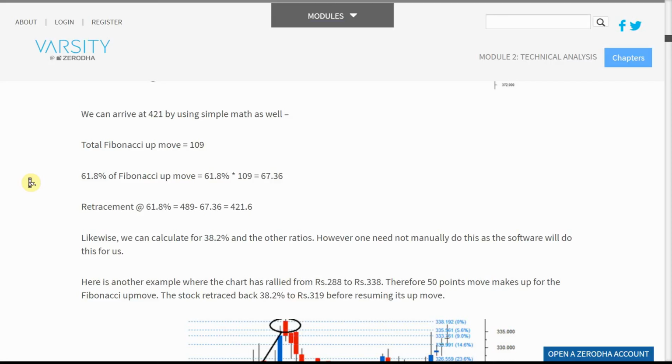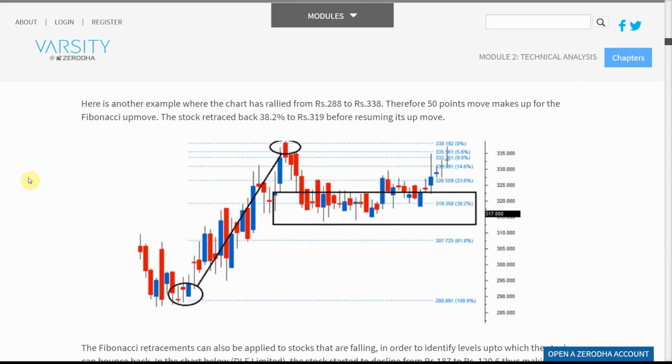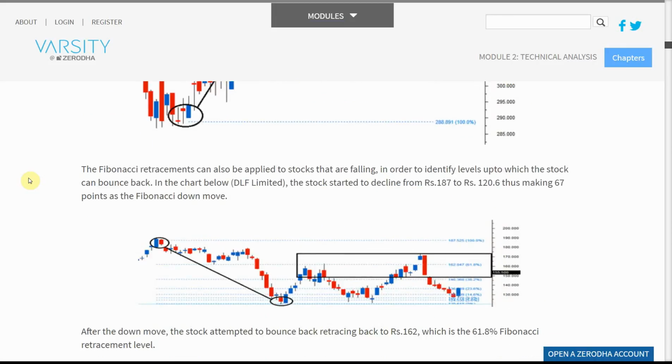Here is another example where the chart has rallied from 288 rupees to 338 rupees. Therefore, the 50 points move makes up the Fibonacci up move. The stock retraced back 38.2% to 319 rupees before resuming its up move. The Fibonacci retracements can also be applied to stocks that are falling, in order to identify levels up to which the stock can bounce back.